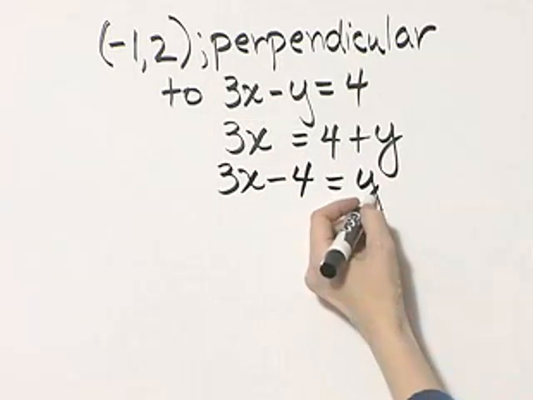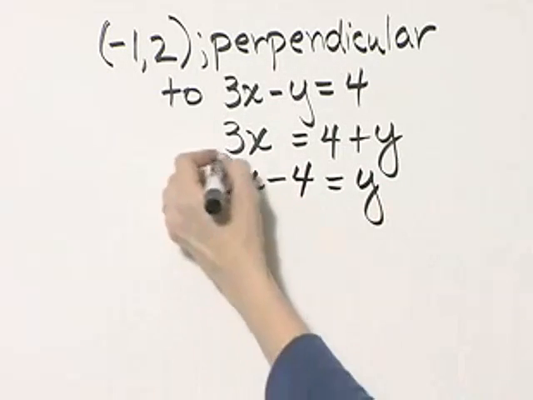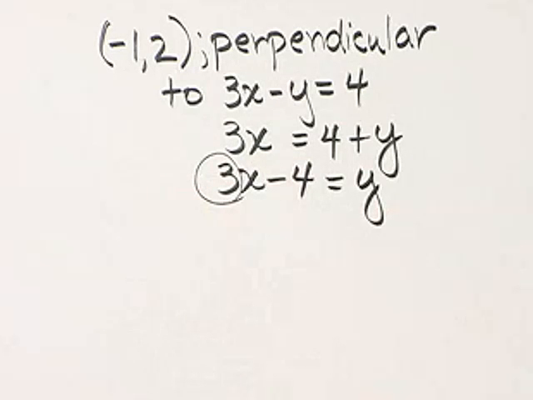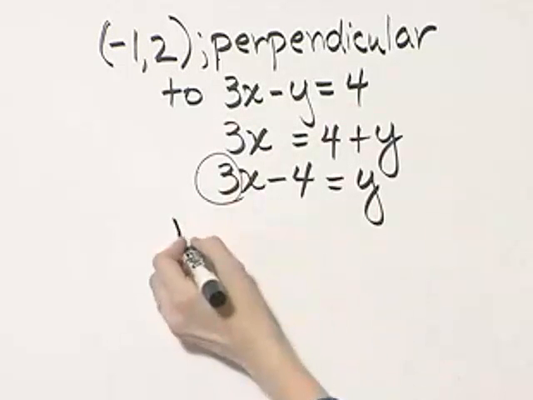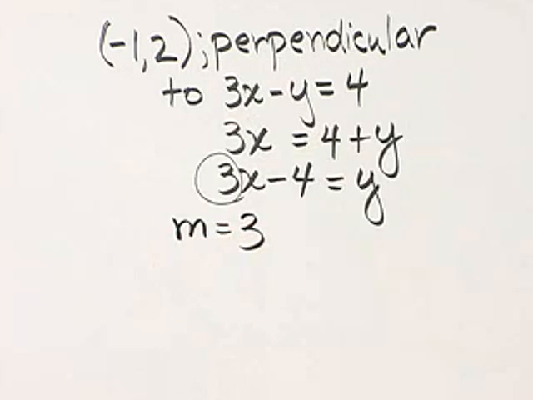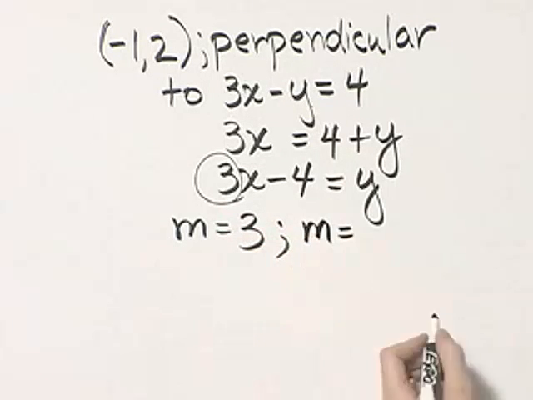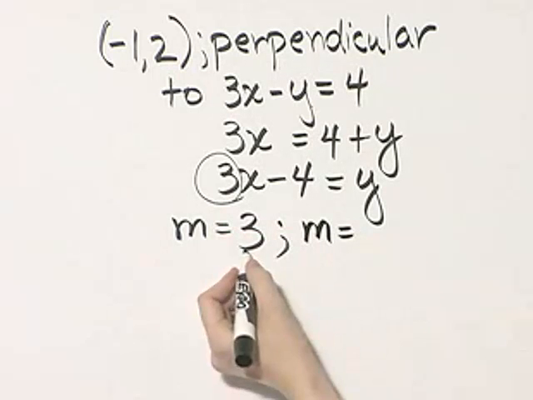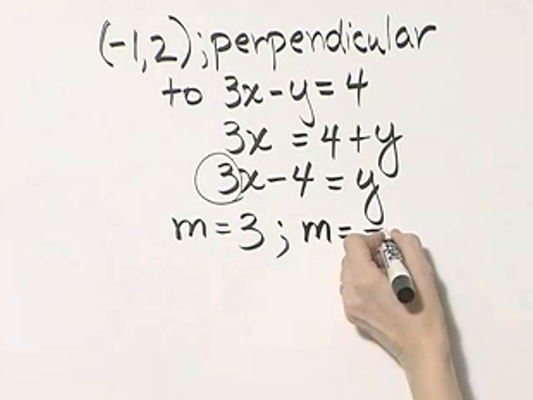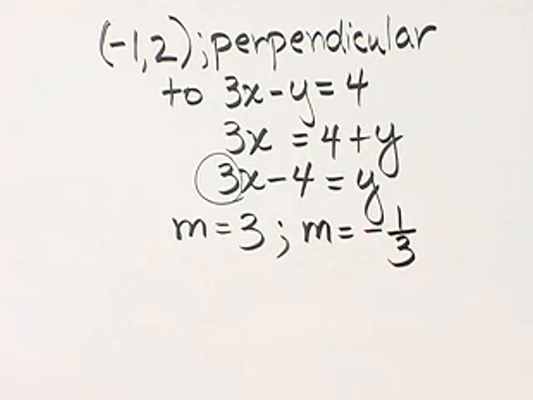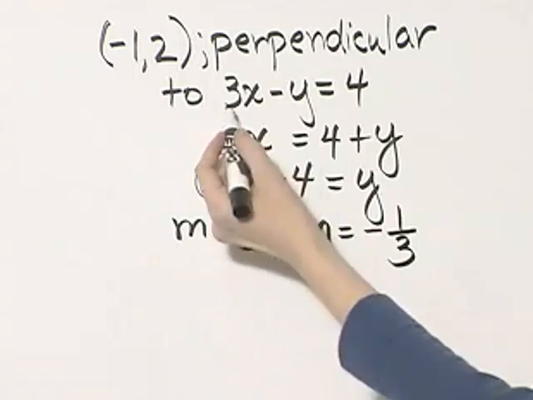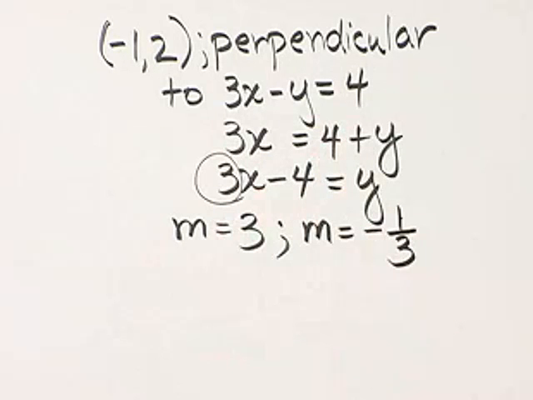Once we've solved for y, don't forget the coefficient of x is the slope. Now the slope of this line is 3, but I don't want a line parallel to that line. If I did, I'd use the slope of 3. I want a line perpendicular, so I'll use a slope that's the negative reciprocal of this slope. That would be negative 1/3. Any line with a slope of negative 1/3 will be perpendicular to the graph of this line.